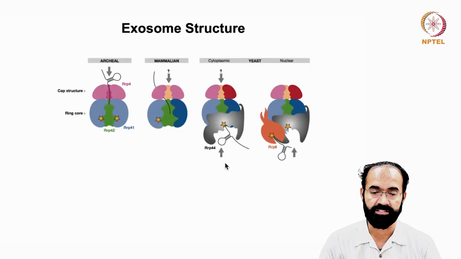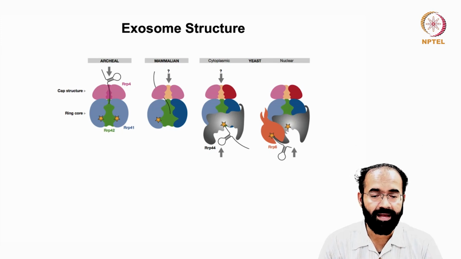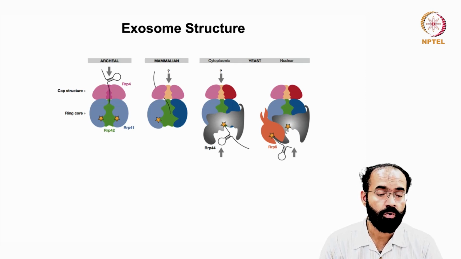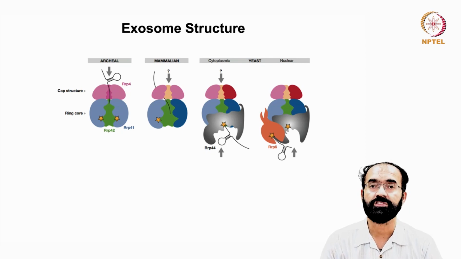Let us see the exosome structure. So archaeal exosome, mammalian exosome, and you also have cytoplasmic exosome and nuclear exosome from yeast. By and large they have a similar structure. You have a ring core and also a cap structure, and this is the RNA which is having a loop, and this is the place where it is supposed to act. This is normally seen in the archaea, and in mammals you have more or less the similar structure. This is the RNA loop, and yeast have a cytoplasmic and nuclear form. The structure remains more or less the same, the number of subunits changes.